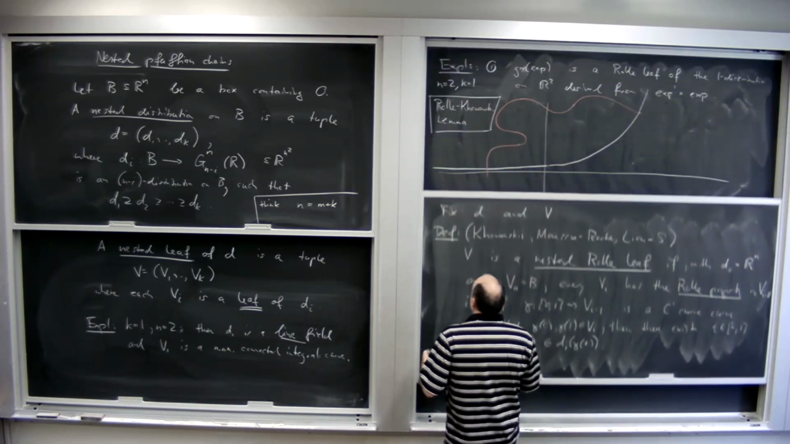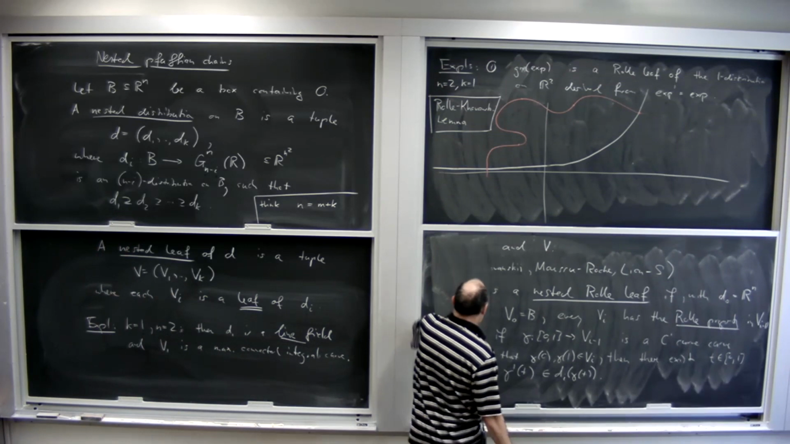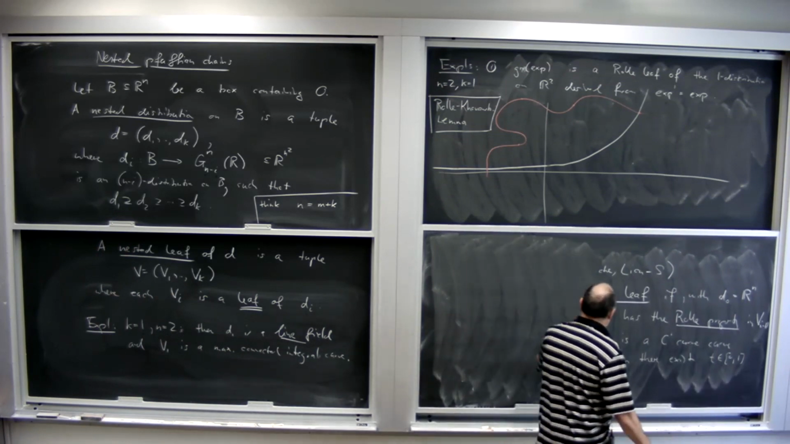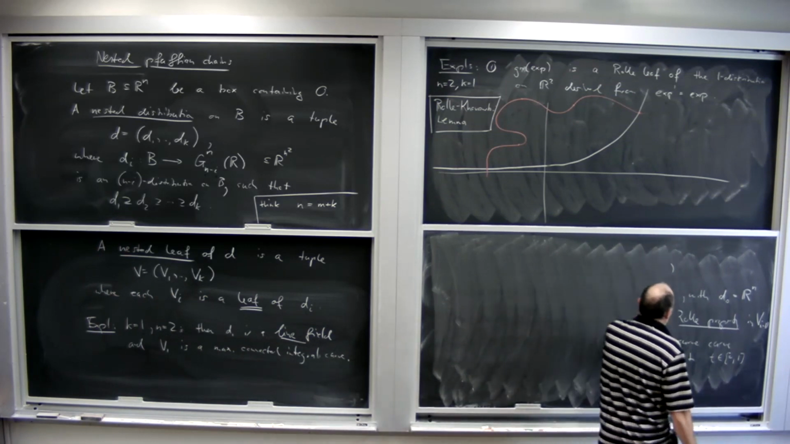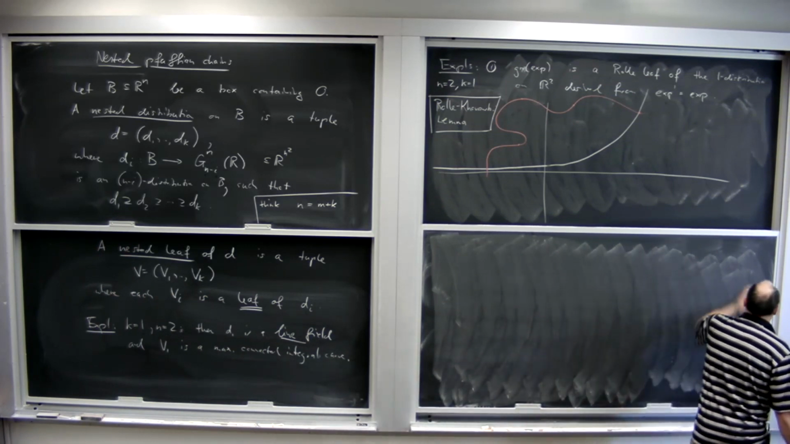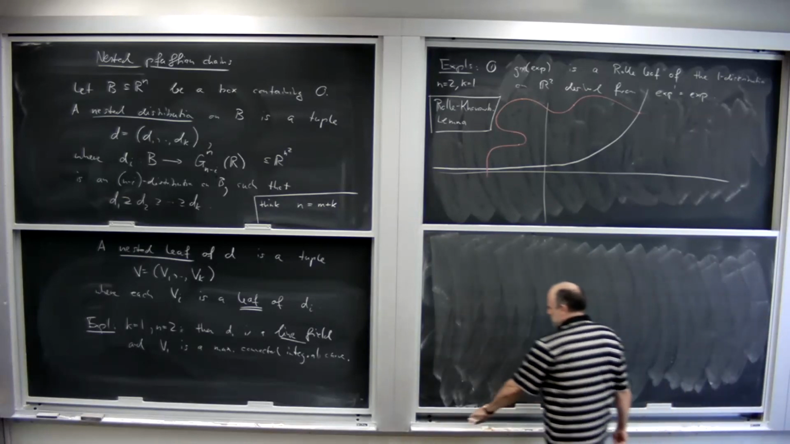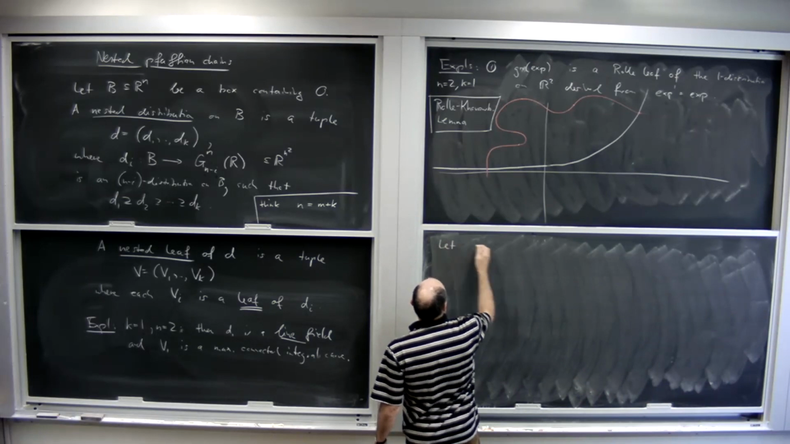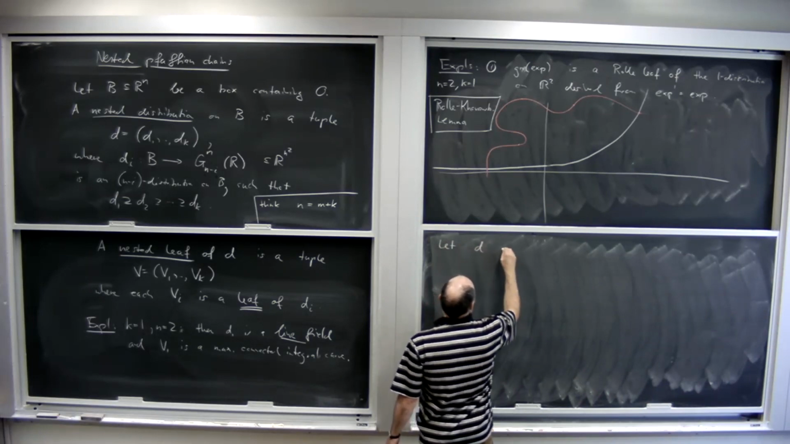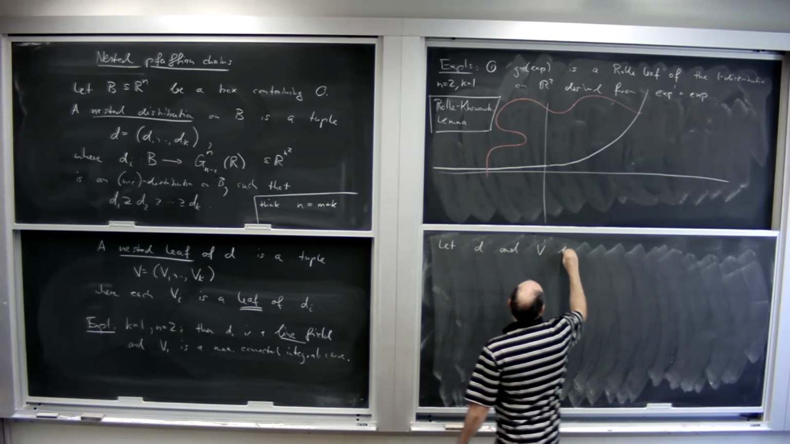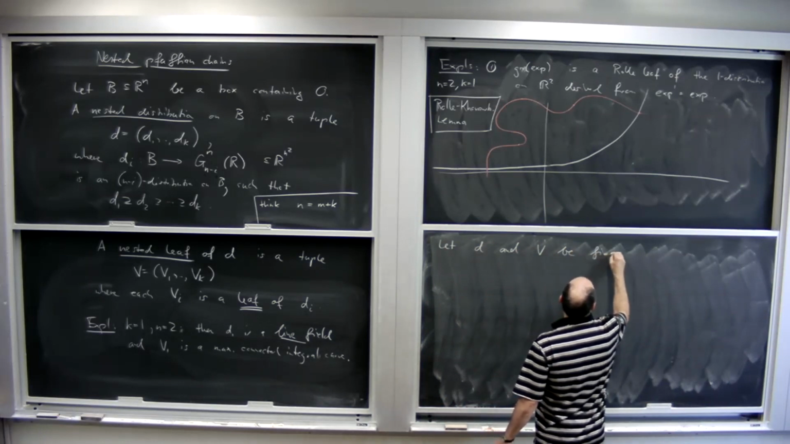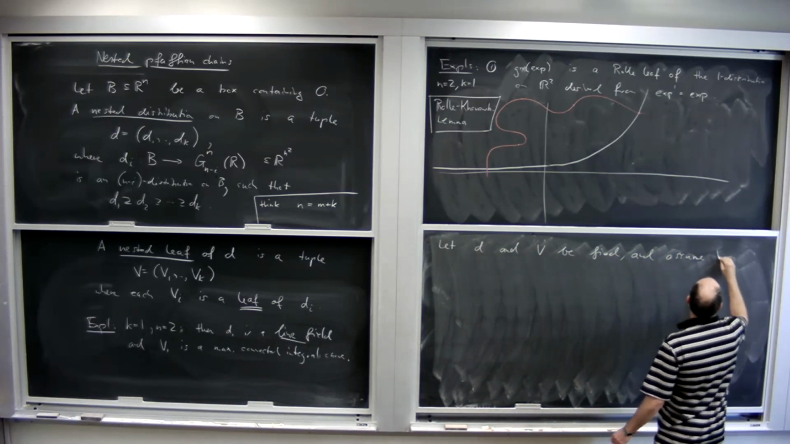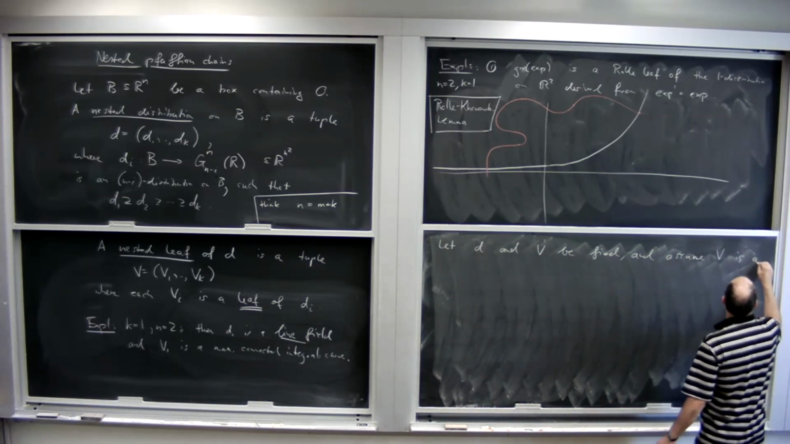So what's the connection to graphs of functions of these things? If you unravel this definition of nested Rolle leaf, again, let D and V be fixed, and assume V is a nested Rolle leaf.